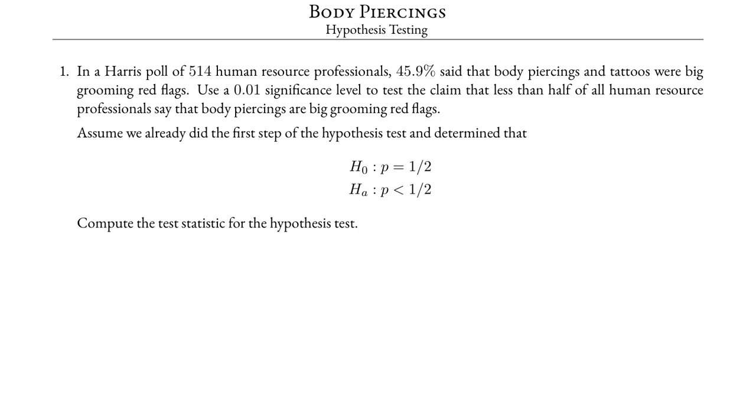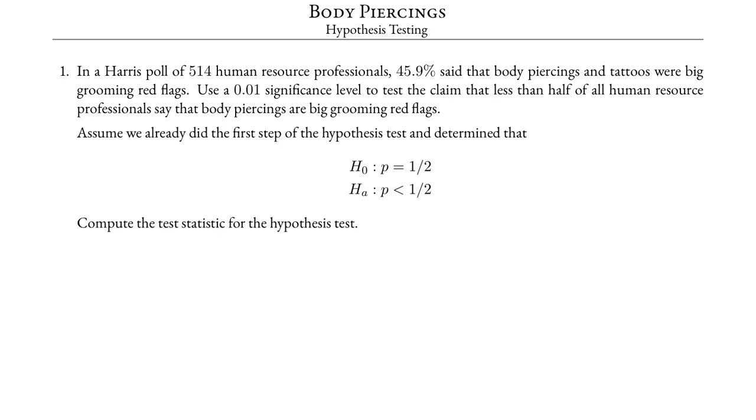Assume we already did the first step of the hypothesis test and determined that the null hypothesis is p equals 1 half and the alternative hypothesis is p less than 1 half. Compute the test statistic for the hypothesis test. We do not need to carry out the complete process of hypothesis test. We just need to compute the test statistic in this case.